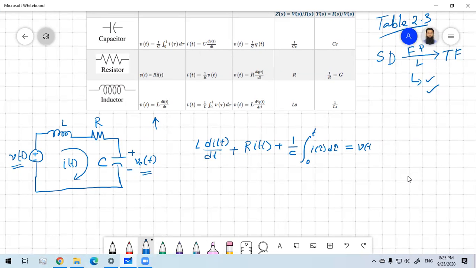This is how you find the relationship, and based on that, what you have now is a differential equation, but you have an integral as well. Nothing to worry about the integration. You can also apply the Laplace transform to it, as integration can also be converted into the Laplace domain.